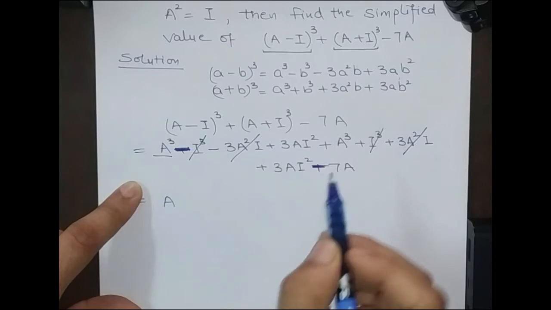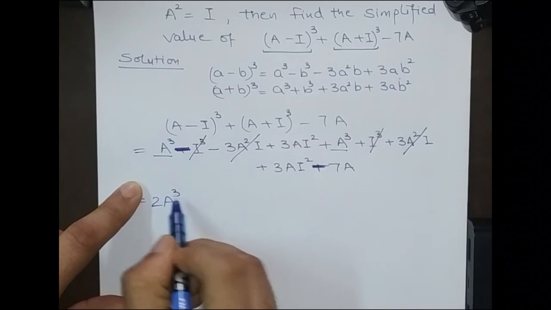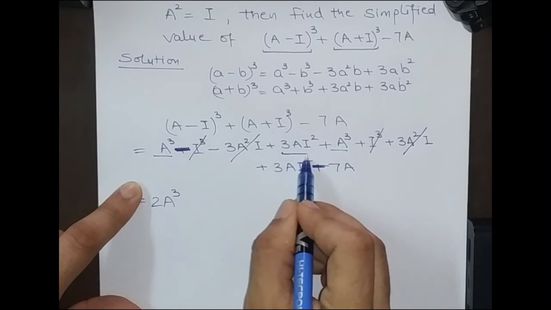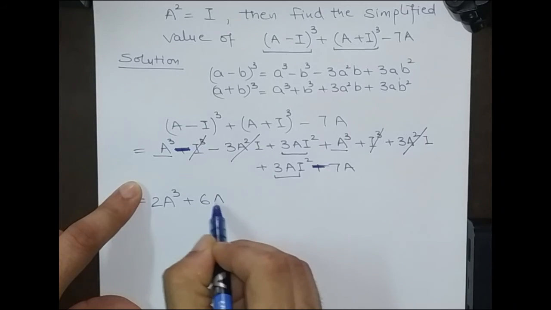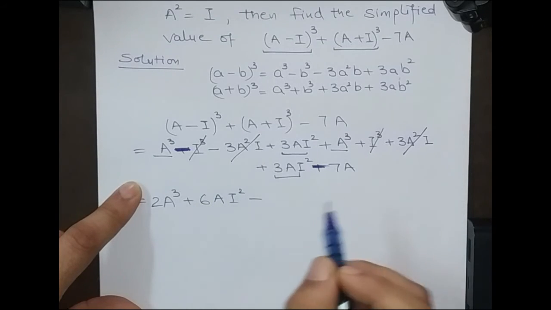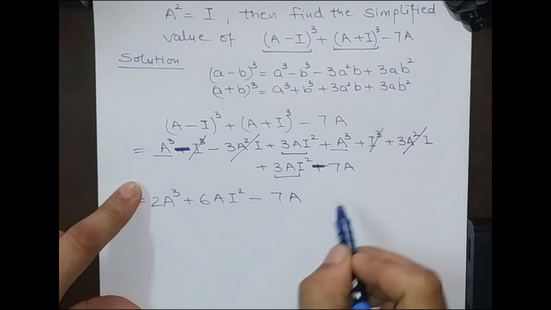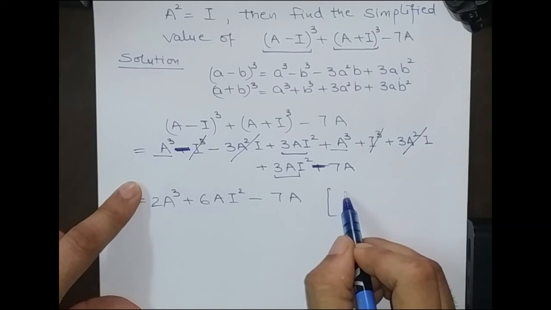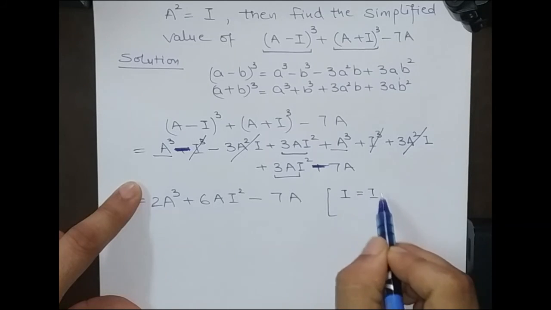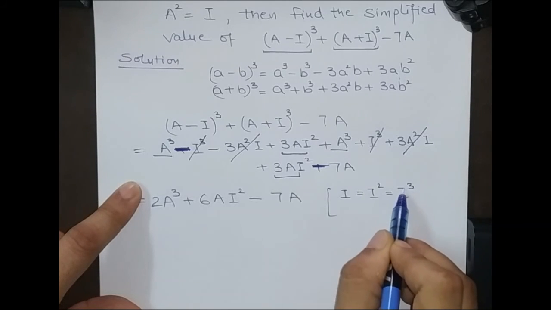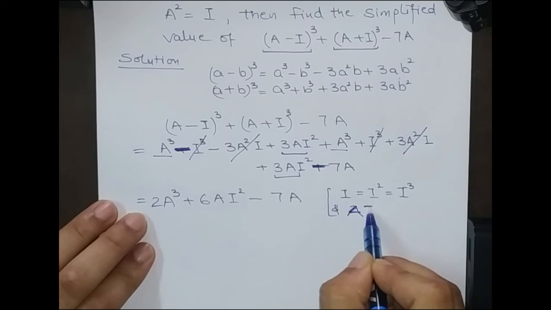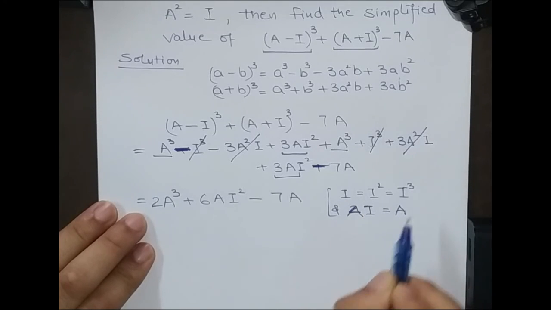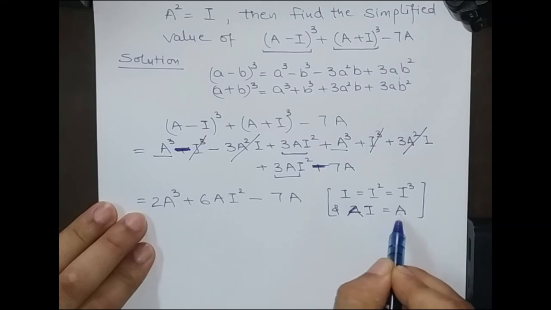This is A cube, so 2A cube. Now this is 3AI square plus 3AI square, which is 6AI square, minus 7A. I'll tell you I is equal to I square is equal to I cube, and one more thing, any matrix into I is always that matrix. AI is equal to A.